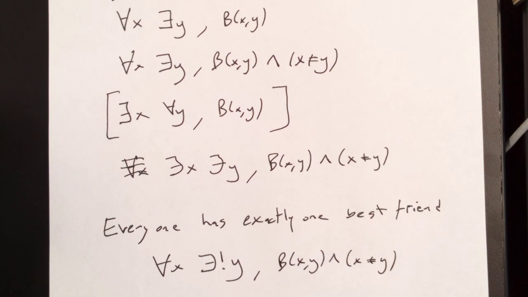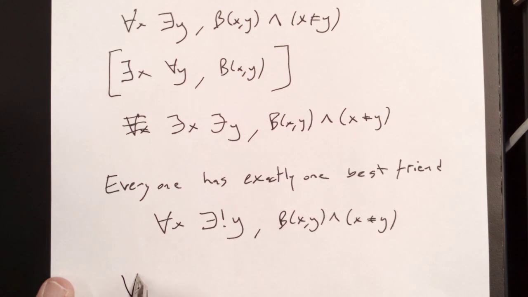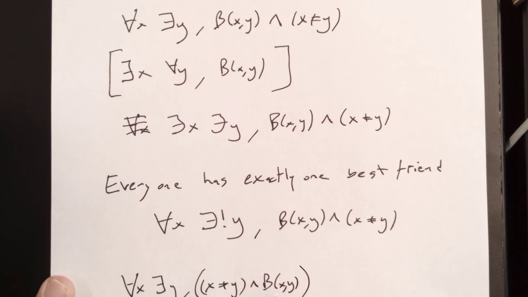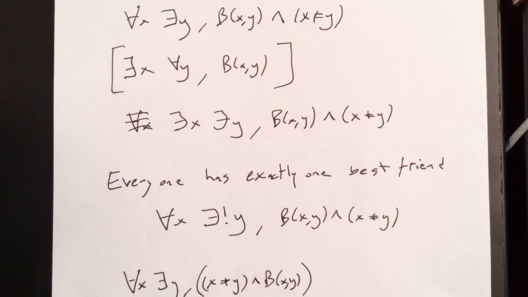But if I do that without the exclamation point, I need to say something far more complicated. So let me see if I can write that down. For all X, there exists Y, so that X is not Y and X and Y are best friends. Right? That says everybody has a best friend. But wait, there's more.